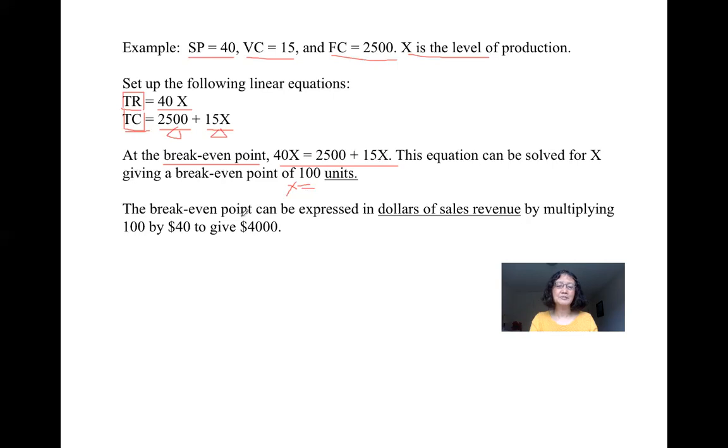And the break-even point can also be expressed in dollar amount because you want to produce 100 computer desks. One computer desk sold for $40. You multiply by 40, you get 4,000.